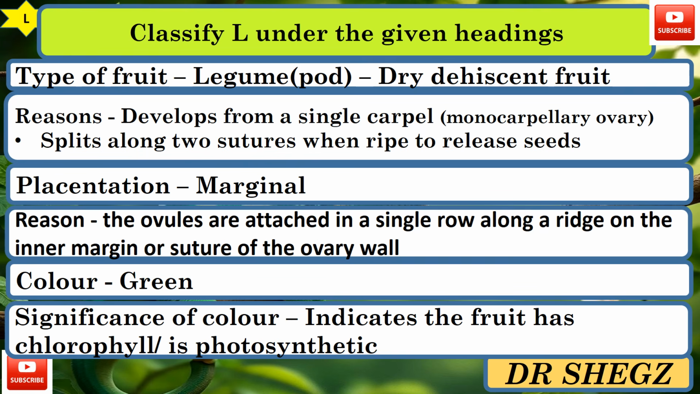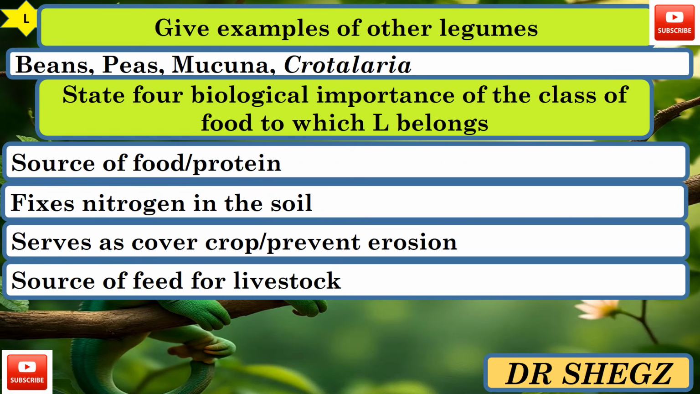Remember that the nutrient in Pride of Barbados is protein, basically. So examples of other legumes: beans, peas, mucuna, crotalaria, groundnut, etc. Delonix, all of them are flamboyant plants. All of them are legumes.